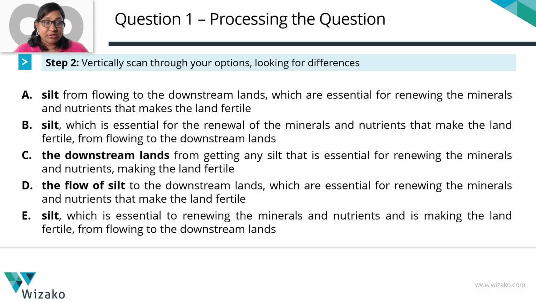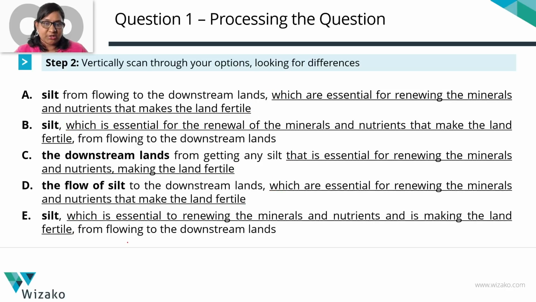Alright, I'm going to look at other differences here. One thing else that pops out at me is this modifier, which are essential for renewing the minerals and nutrients that make the land fertile, seems to be in multiple places. Like I have it in the middle of my underlined portion in these answer options. I have it earlier in my answer option in these 2 options. So the placement of this particular phrase seems to be a difference across my options.